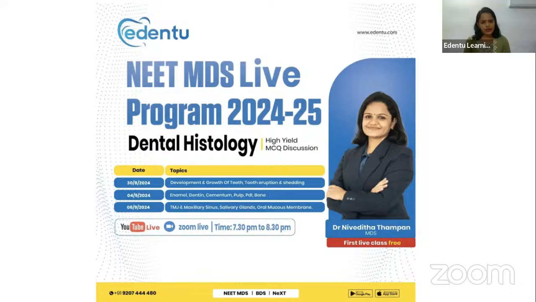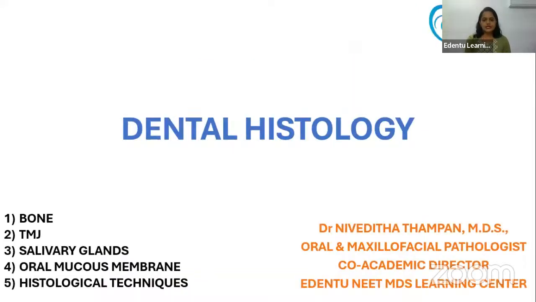Like I already told in my previous session, dental histology is a fundamental subject. For the NEET exam, dental histology together with dental anatomy, you can expect a total of 14 to 15 questions. From dental histology alone, you can expect a total of 7 to 8 questions. Today we'll be mainly discussing the MCQs from where the questions were repeatedly asked.